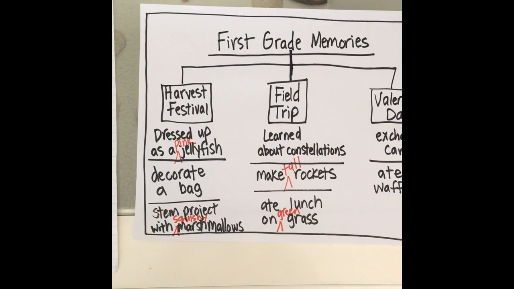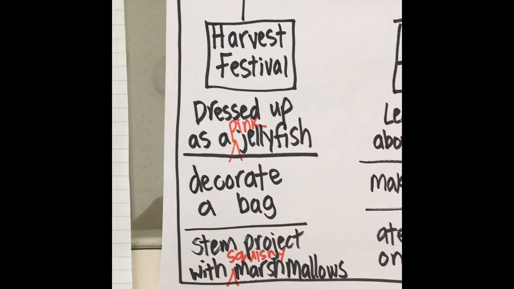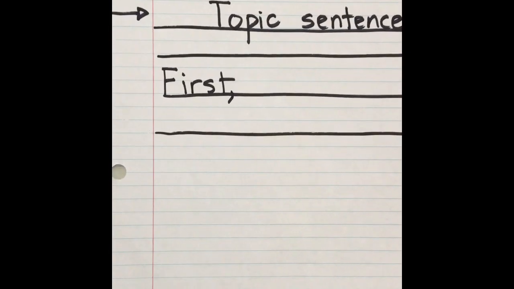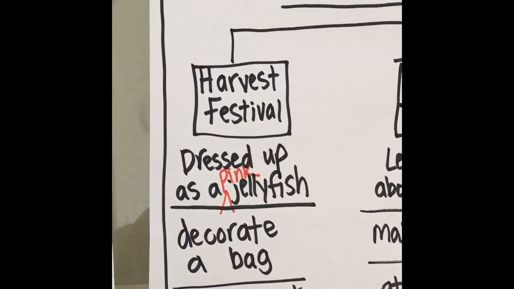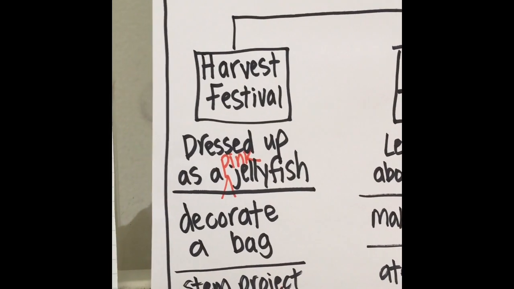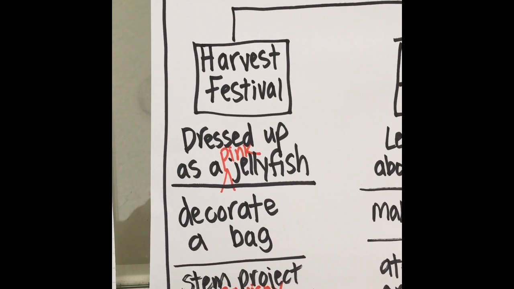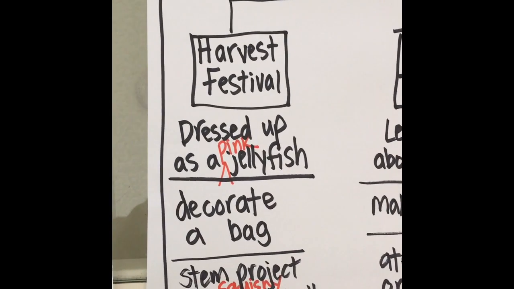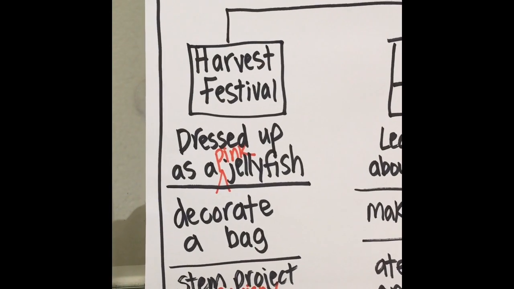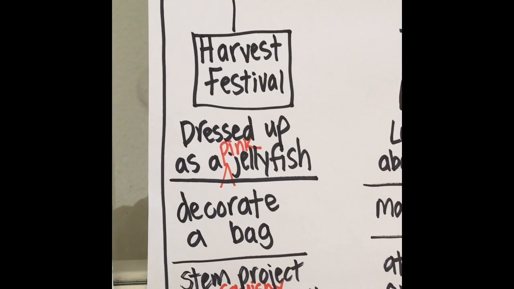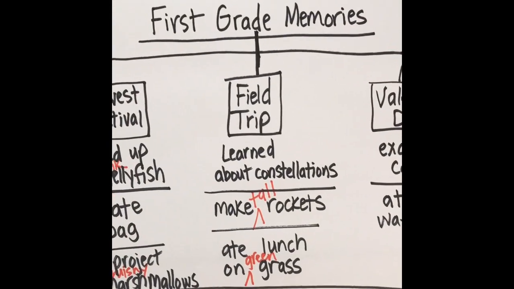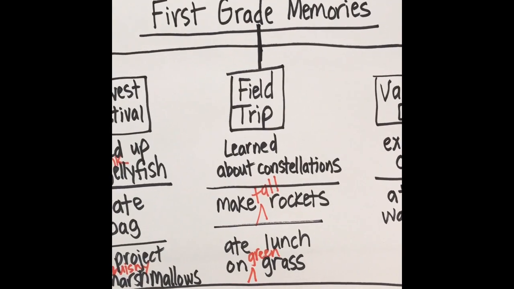Your turn. Now look at your tree map. I'm going to talk about Harvest Festival first. So on your final copy, you can put first and then tell me about Harvest Festival. Again, you should say it out loud before you write it. So I would say, first, I loved going to the Harvest Festival and dressing up as a pink jellyfish. Then you would write it. Your turn.